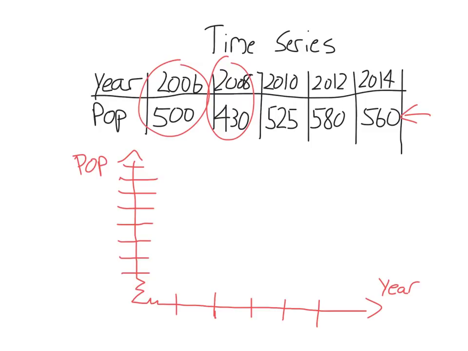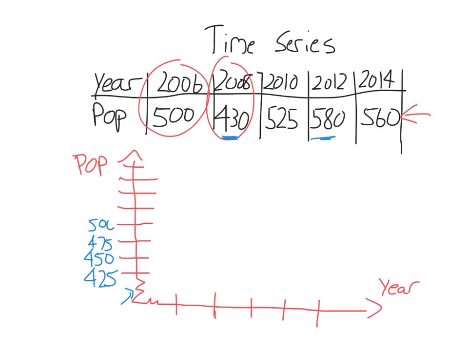So these little markings here mean that the axes don't start at 0. If we look at population, the values go from 430 to 580. I don't want to start at 0 and go up 1, 2, 3, 4, all the way up to 580. That'd take too long. So I'm going to start at 425. This little thing here, breaking the y-axis, just means that it doesn't start at 0. So I'm going to start at 425 and go up in lots of 25s.